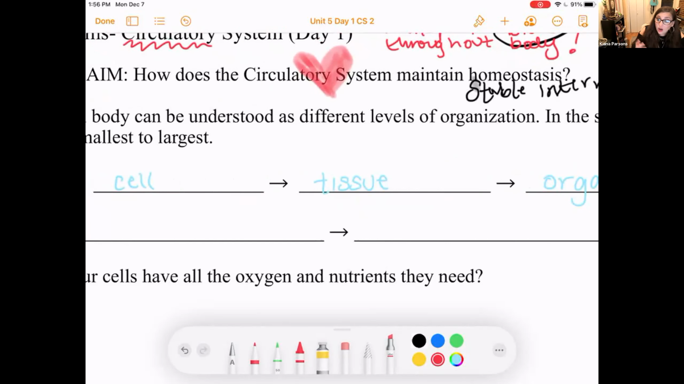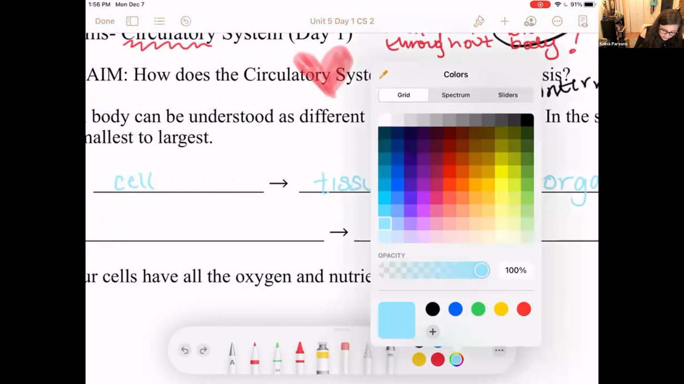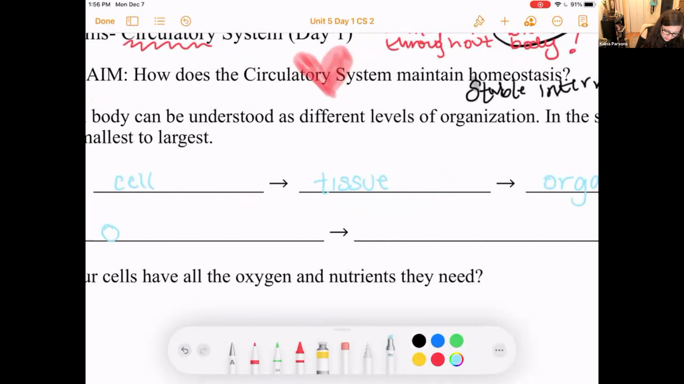And then our heart is part of the circulatory system. So that's the organ system. So like the nervous system, the digestive system that we've already talked about, the circulatory system that we're talking about right now, the respiratory system that we're going to talk about next, right? All of those are organ systems.